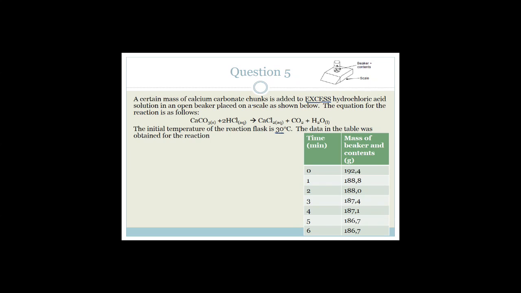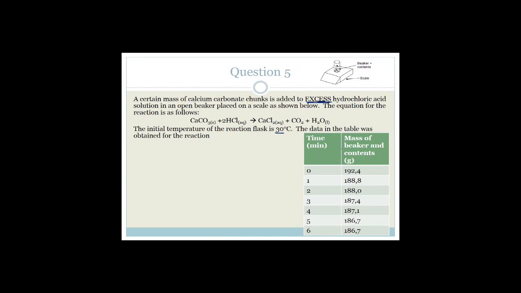It says a certain mass of calcium carbonate chunks is added in excess. Now, why are they telling us that it's excess hydrochloric acid? It means that this reaction can completely run until we've used up all the calcium carbonate chips. We are not going to run out of hydrochloric acid. The thing that we're going to run out of first is our calcium carbonate chips, okay? Then it says that it's an open beaker. What does it mean? It means that the carbon dioxide that is being given off can escape, right?